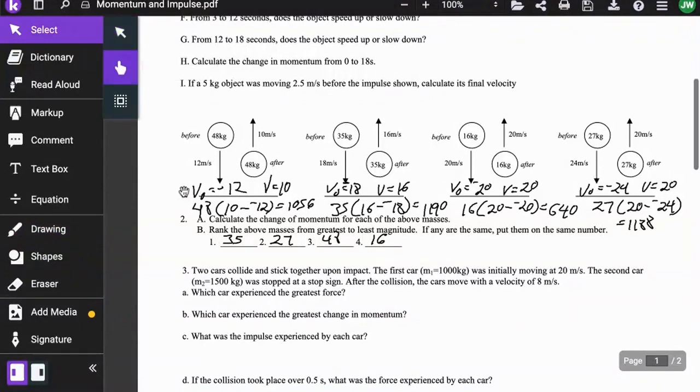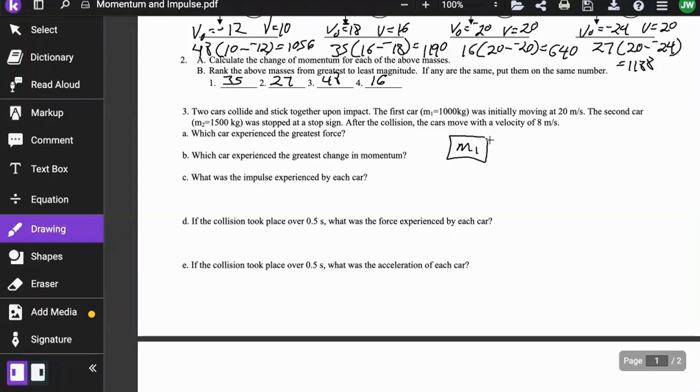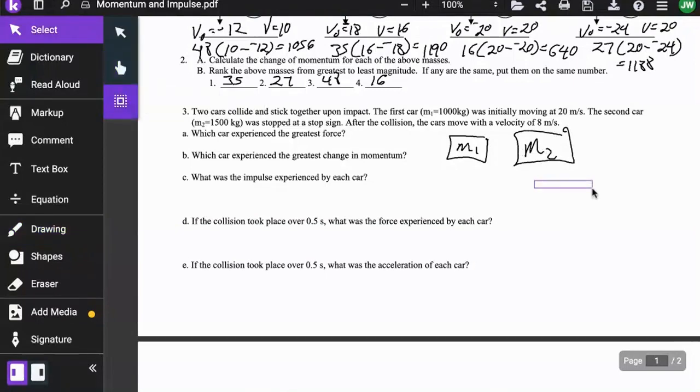The last problem we have at the bottom, there are two cars that collide and stick together upon impact. The first car, mass of 1,000 kilograms, was initially moving at 20 meters per second. The second car, mass of 1,500 kilograms, was stopped at a stop sign. Let's start with drawing our free body diagram. We've got mass 1 in a box, and we've got mass 2 in a box. Instead of mass 1, mass 2, let's go ahead and put the actual masses in. It'll be a little bit easier to visualize what's going on with those.